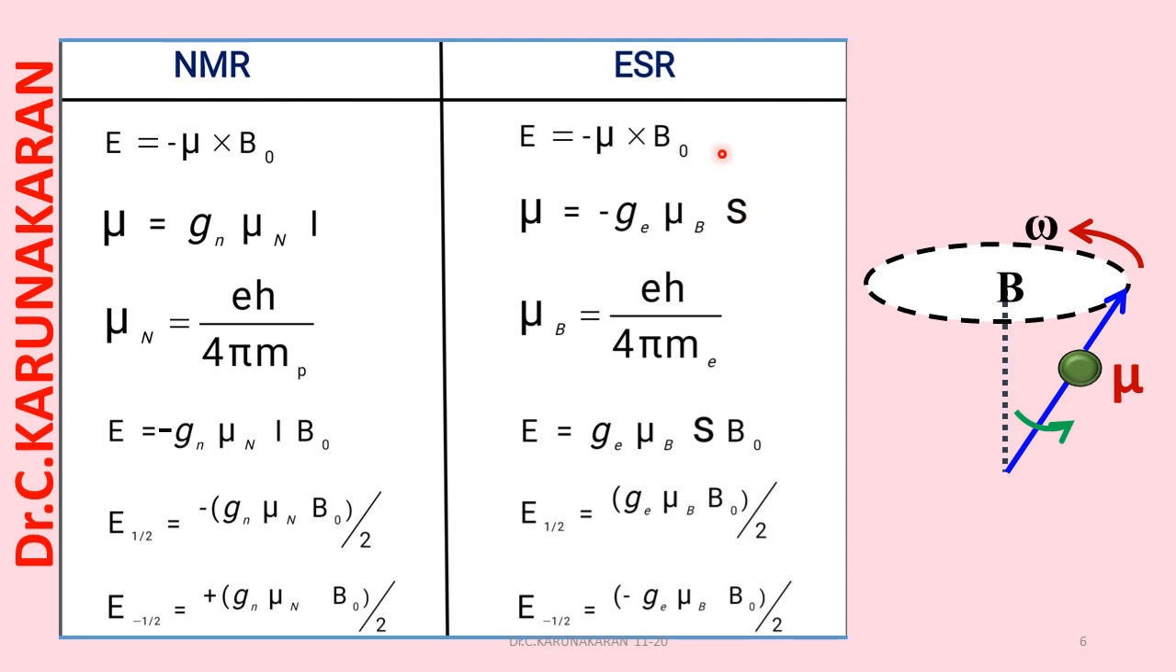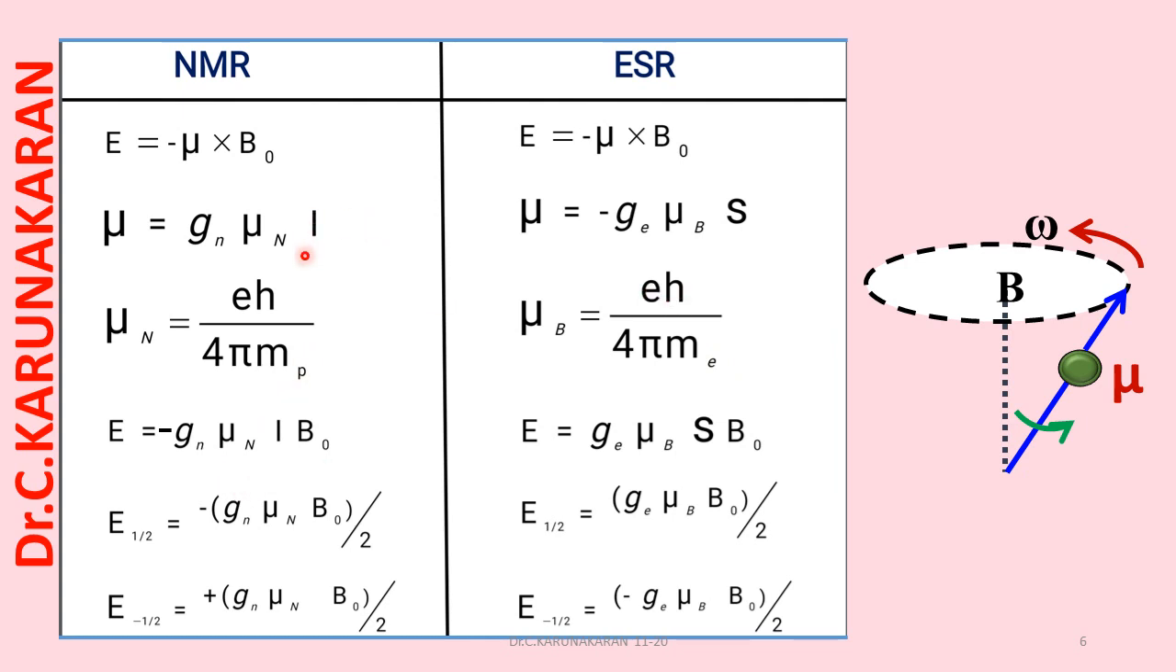Similarly, for ESR, S is the electron spin quantum number, Gn is the nuclear G factor, mu n is the nuclear magneton, Ge is the Lande G factor, mu B is the Bohr magneton, where nuclear magneton mu n is equal to eh by 4 pi mp. Mp is the mass of the proton and e is the charge on the proton. Similarly, the Bohr magneton is eh by 4 pi me, where me is the mass of the electron, e is the charge on the electron, and h is Planck's constant.